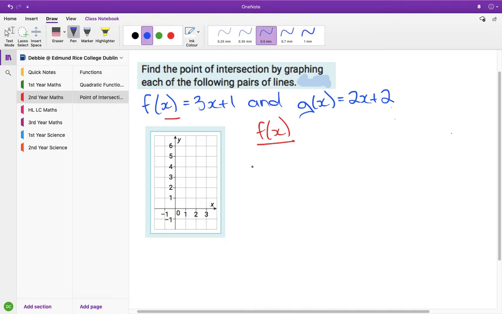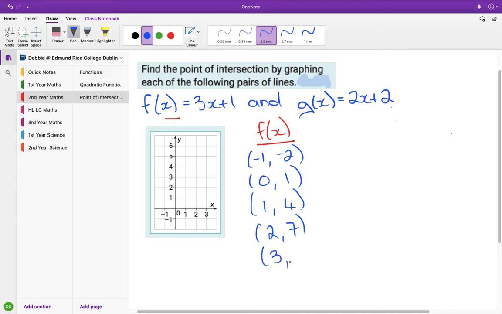So that is giving me input outputs of minus 1, minus 2, 0, 1, 1, 4, 2, 7, and 3, 10, which I don't think I'll be able to put on the graph anyway. Okay, so we'll do these in red because I have f of x in red. So minus 1, minus 2 is there, 0, 1 is there, 1, 4 is here, 2, 7 is here, and that's about as far as I can go.